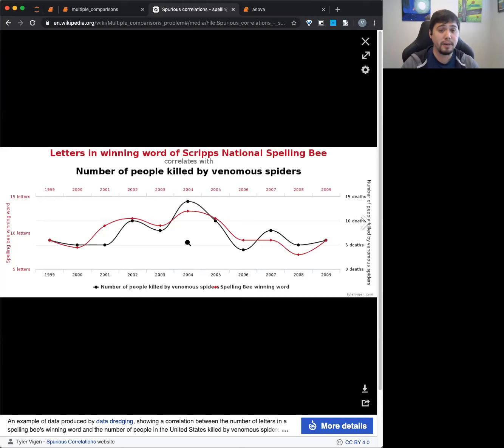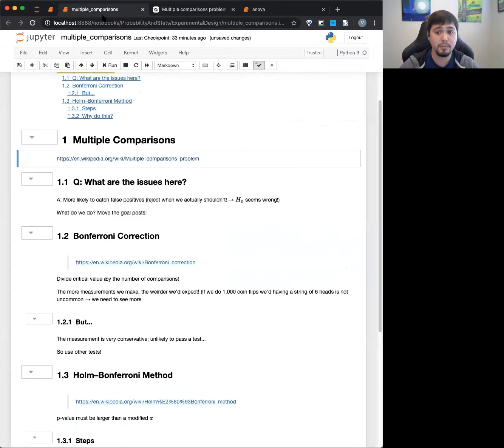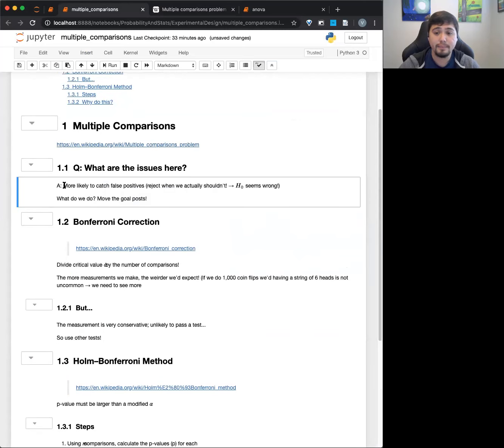And that's the danger of multiple comparisons: as you compare more and more things, the likelihood of finding a relationship that doesn't actually exist becomes higher because you're just looking at more things. That's the big thing we want to avoid. So, reading off of here, we're more likely to catch false positives. As you test more, you're more likely to find cases where you say, oh, it is significant, where we reject the null hypothesis, but we should have failed to reject the null hypothesis. That makes sense? Okay, and remember that's our false positive, or type 1 error. This is what alpha represents.